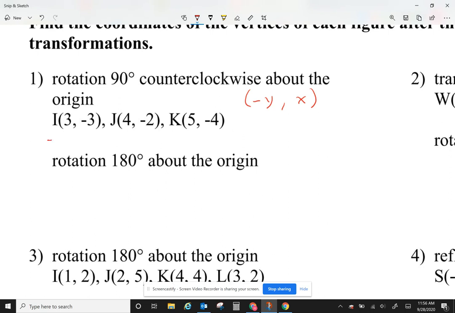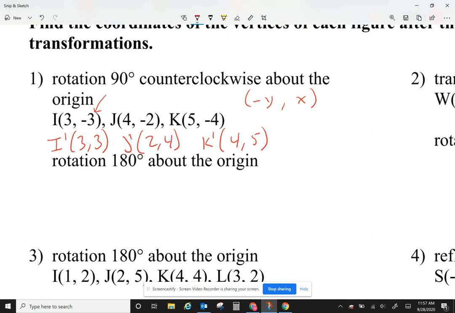So if I'm looking at I prime, remember, flip the numbers, x and y are going to switch, but for the y value, you're going to switch the sign. And what I mean by the y value, in this case, is this negative 3. My answer will be (3, 3). If I look at J prime, my answer will be (2, 4). And if I'm looking at K prime, my answer is (4, 5).